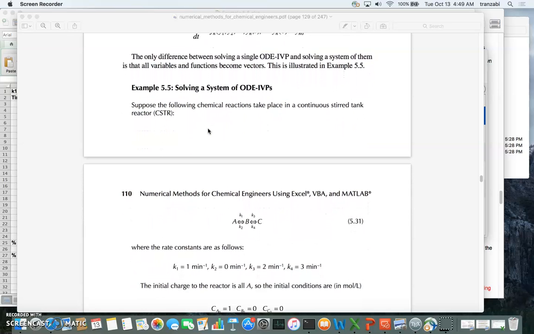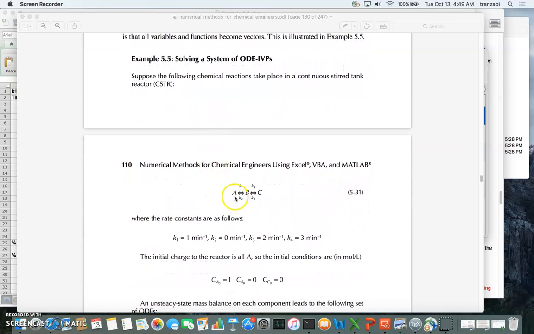Let's say we have a reaction like this. A is converted into B and B is converted to C, but these are forward and backward reactions. So B can also convert to A and C can convert to B. We have the reaction rates. That means A goes to B with reaction rate K1, B goes to C with K3, B goes to A with K2, and C goes to B with K4.